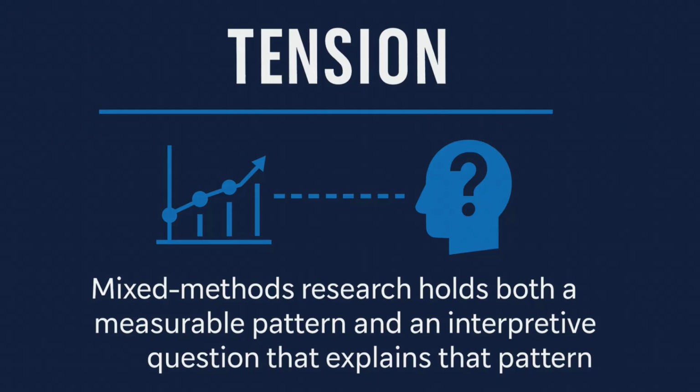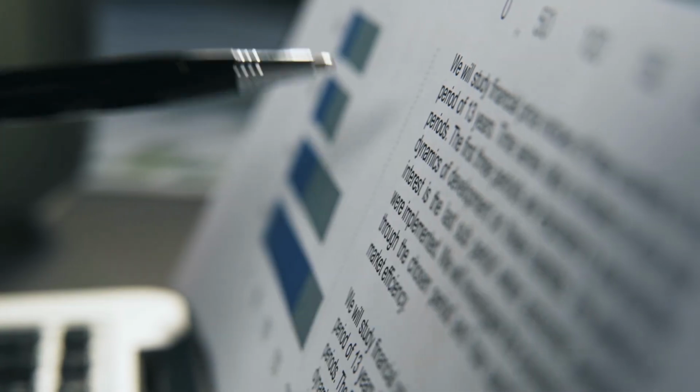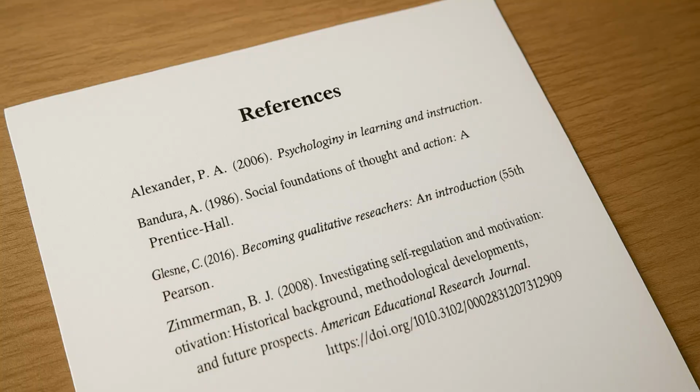You do not need to name your methodology in the problem paragraph, but the kind of tension you articulate should be answerable by the methodological tools you plan to use. A well-framed research problem already contains the seeds of the method. Before finalizing your paragraph, you also need to ground your claims in evidence.